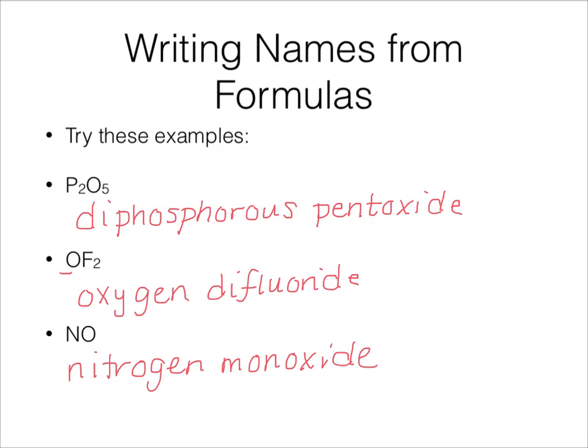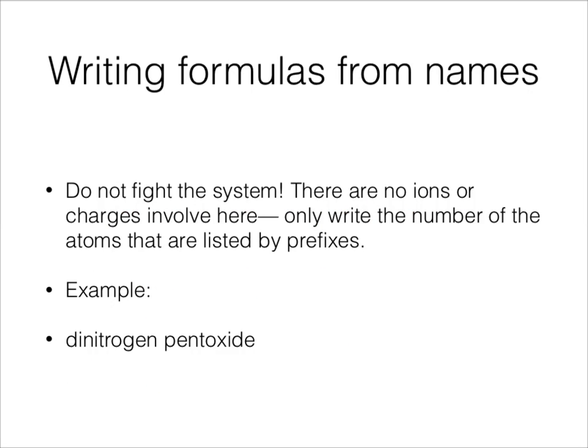So next we're going to write formulas from names. My best suggestion on this one as well is don't fight the system. Just write what it tells you to write. So in this case, I have a prefix of di for dinitrogen and pent for pentoxide. So this would technically be N2O5. There's no ions here, there's no crossing of charges, there's no need to worry about group 1 charges or group 2 charges or anything like that. You're just going to write what it says.